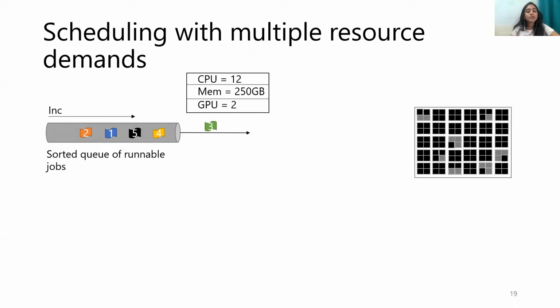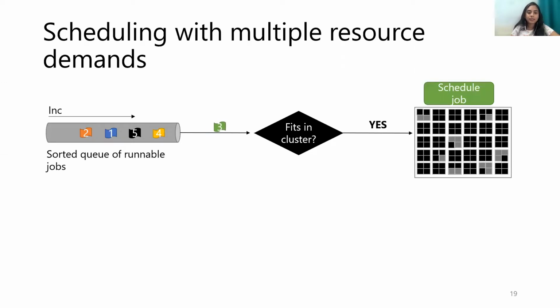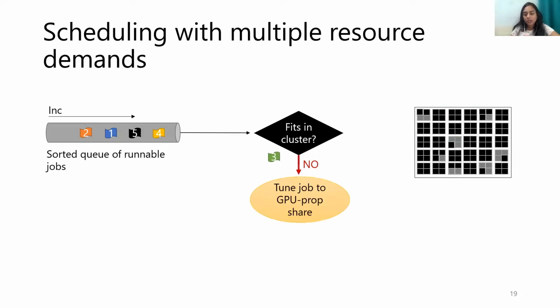So as long as this job's GPU demands are satisfiable in the cluster, Synergy has to schedule this job in the given round. So it first checks if the job's demand along all the resource dimensions are satisfiable by the cluster, right? If it does, then the job is assigned to the cluster. But if it does not, then we tune the job's CPU and memory demands to GPU proportional share if it's requesting more than proportional share of auxiliary resources. And then we retry this placement again.